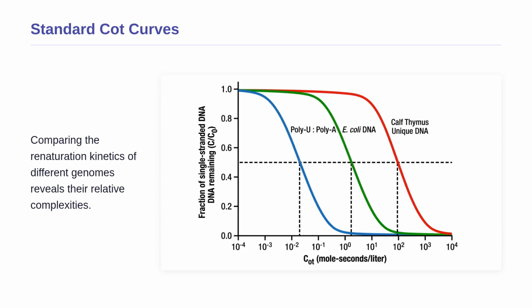You can see three distinct S-shaped curves. The leftmost curve represents a very simple, highly repetitive synthetic sequence, poly-U, poly-A, which renatures almost instantly. In the middle, we have the E. coli bacterial genome. Furthest to the right is the unique DNA from a calf thymus, which is highly complex. This diagram beautifully illustrates our key concept. As genomic complexity increases, the entire COT curve shifts further to the right.